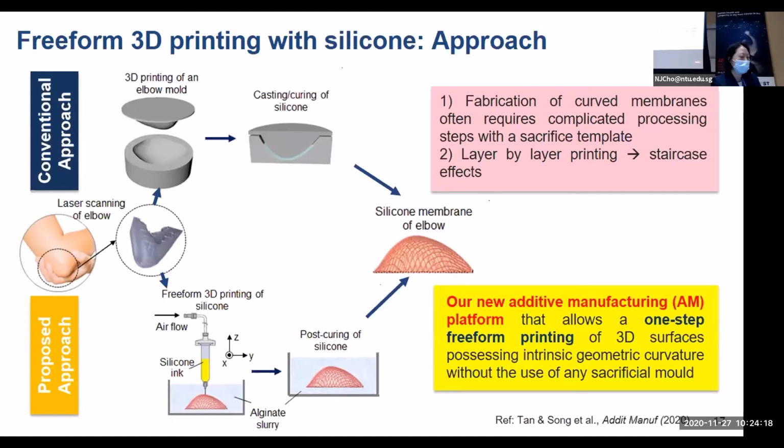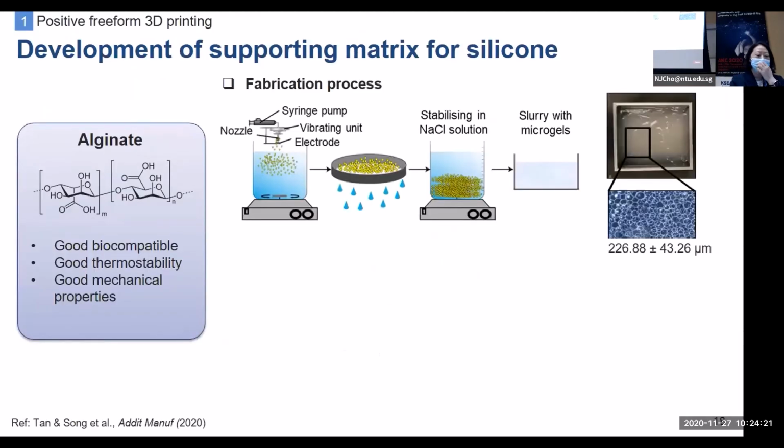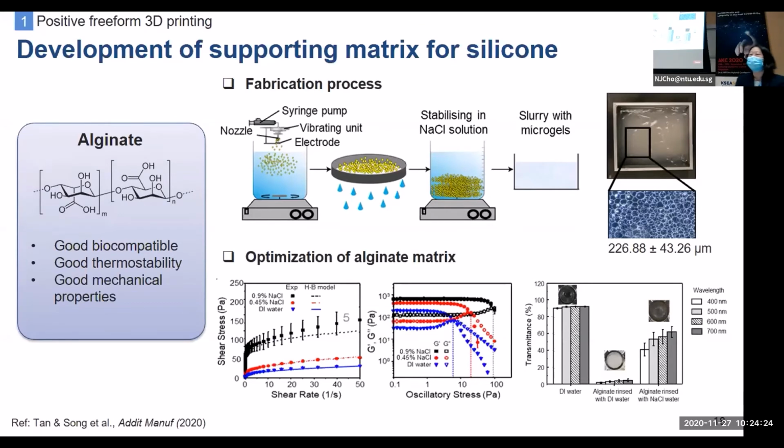without any gravitational issues. We use a supporting matrix developed with alginate, because alginate is one of the biocompatible hydrogel materials, and it also shows good thermal stability. We produce the alginate matrix using an encapsulation process, and we can control the rheological properties depending on the particle size of the alginate, and also the individual stiffness of the particles. So we can control the rheological properties depending on the conditions we use to produce the alginate slurry. We can also control the transparency of the matrix.